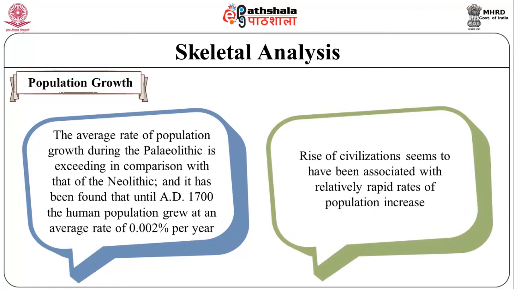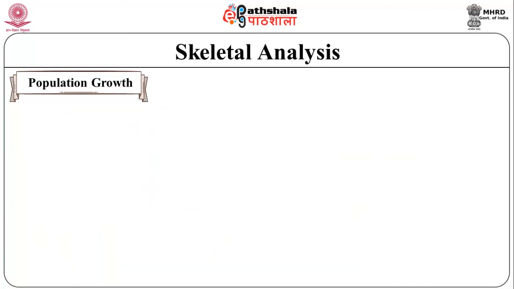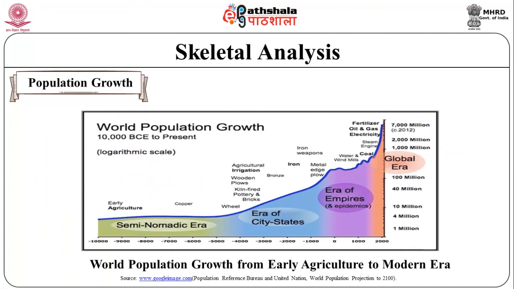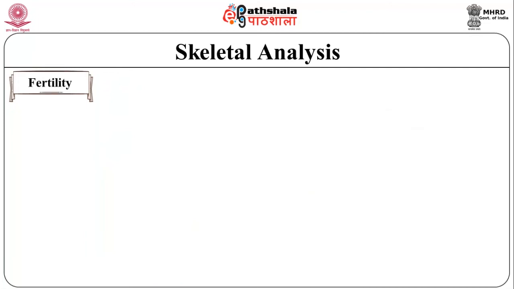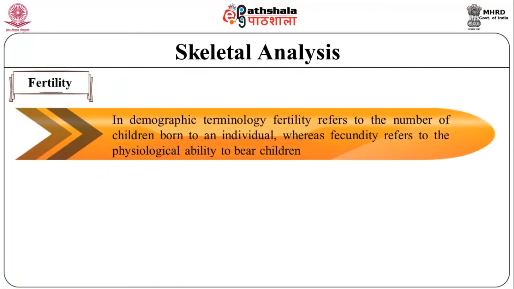The rise of civilization seems to have been associated with a relatively rapid rate of population increase. This figure displays the world population growth from early agriculture to the modern era. Now let's have a look at fertility. In demographic terminology, fertility refers to the number of children born to an individual, whereas fecundity refers to the physiological ability to bear children.